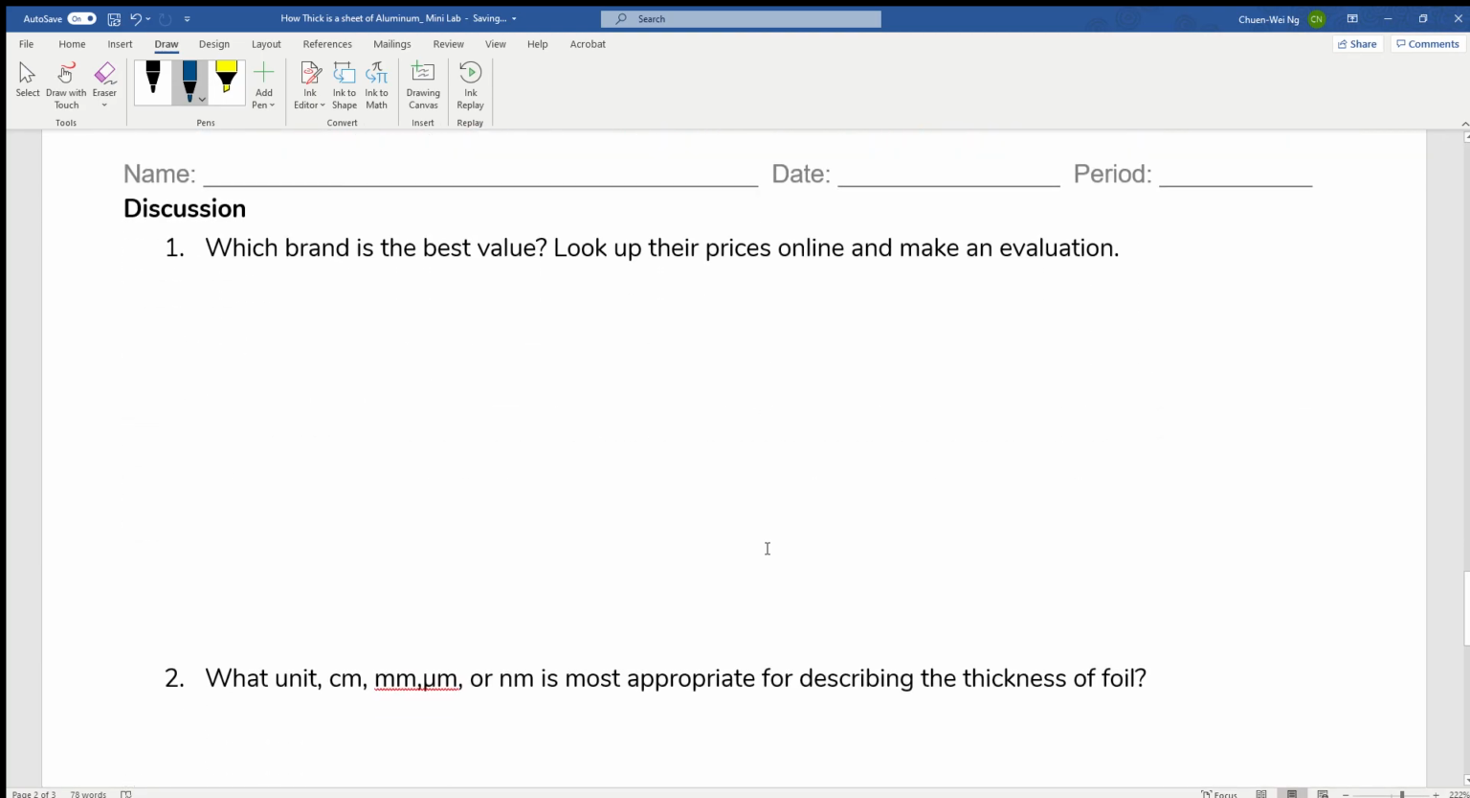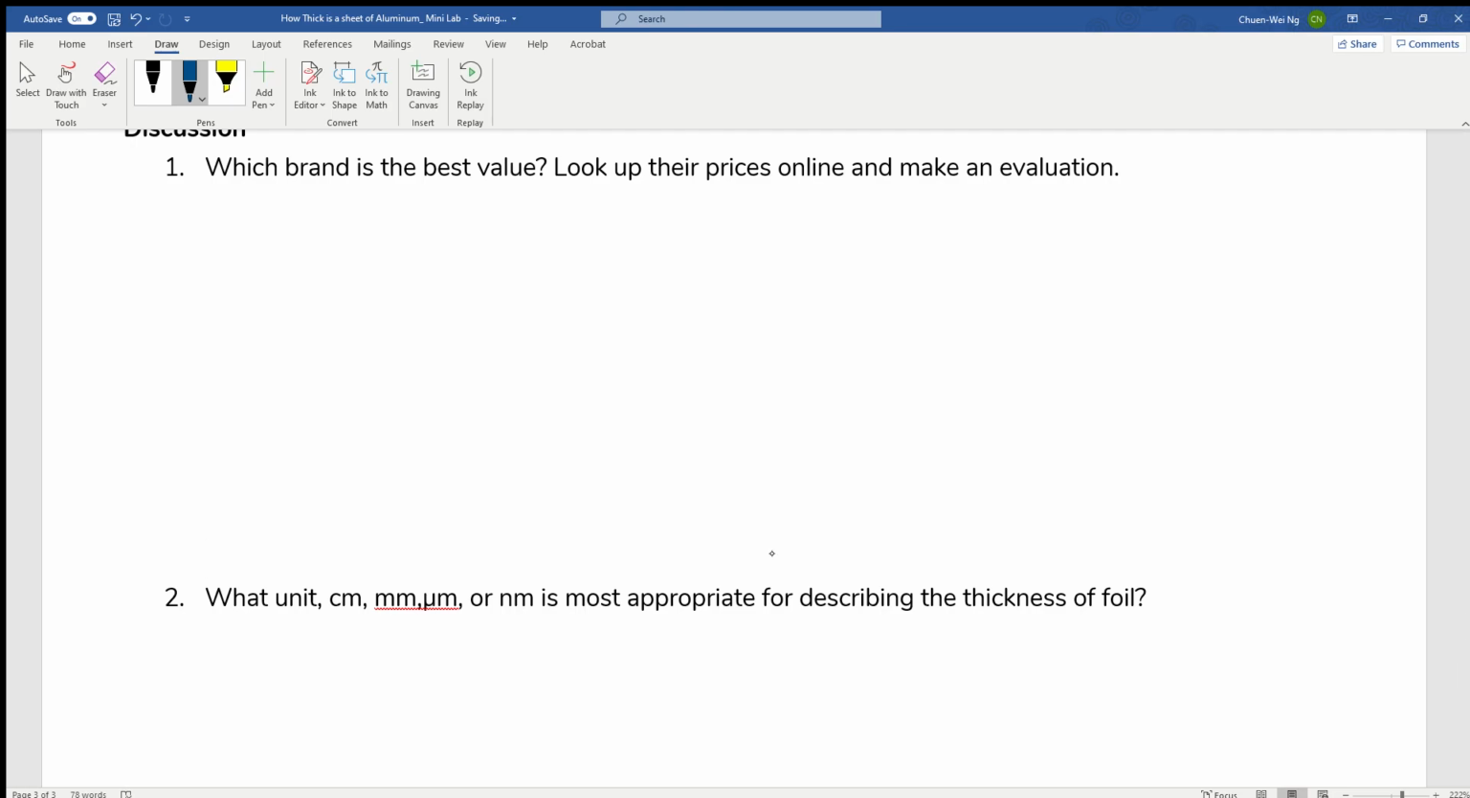Next, come down here and then I want you to figure out, write me a strong evaluation. Which one's the best value? Go online and look up the prices for these foils. Is that extra thickness of foil worth the extra couple of dollars? Give me a strong paragraph here.